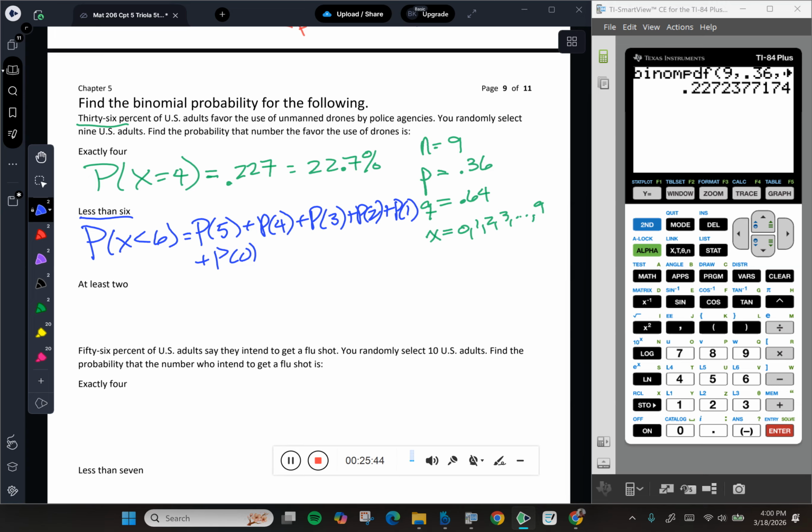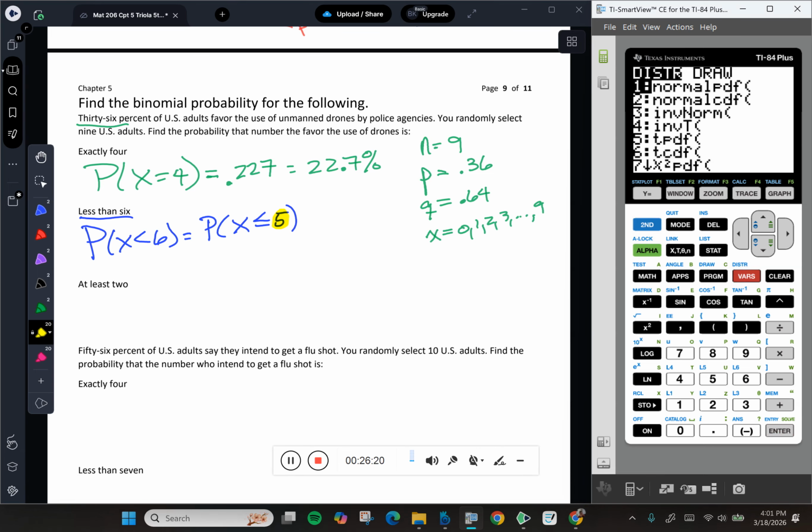And luckily, the good people at TI feel exactly like I do. So let me get rid of this, and let's take a look at how we're actually going to calculate this. So first off, can we all agree that less than 6 means the probability that x is less than or equal to 5? The reason I need to do that is I need to find the highest number that x could be. In this case, the biggest number is 5. So I'm going to go back to the distribution menu and scroll down.